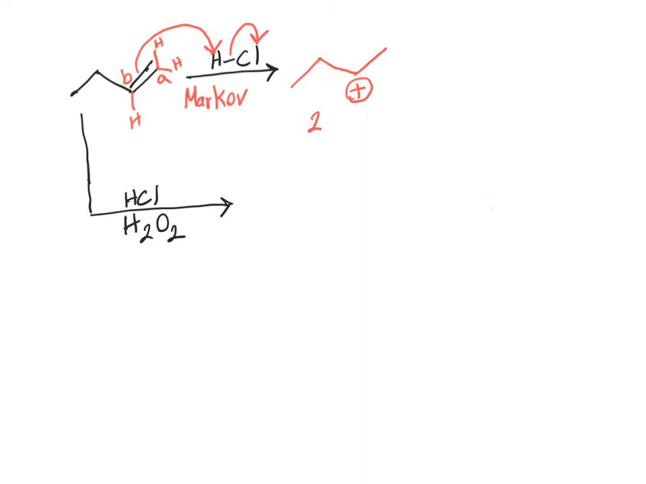This is a secondary carbocation. Does it undergo rearrangement? No, because if it undergoes rearrangement, it either becomes another secondary or a primary. And in the next step, chloride will act as a nucleophile and attack the carbocation, the carbon with positive charge, and this is the final major product.